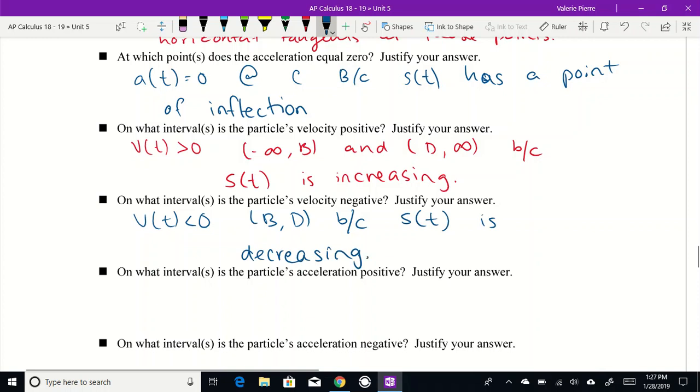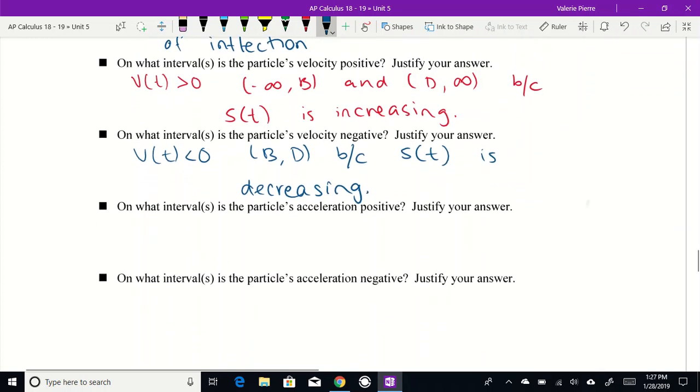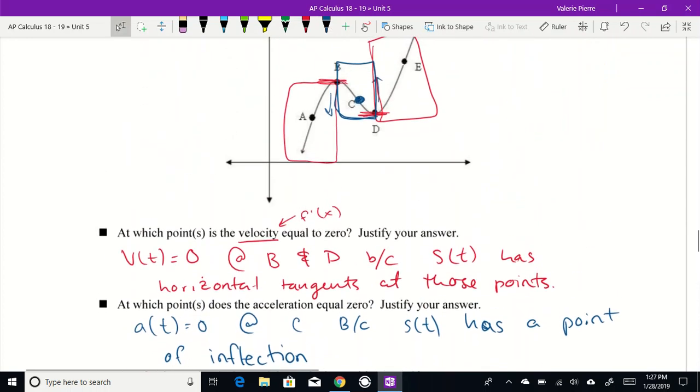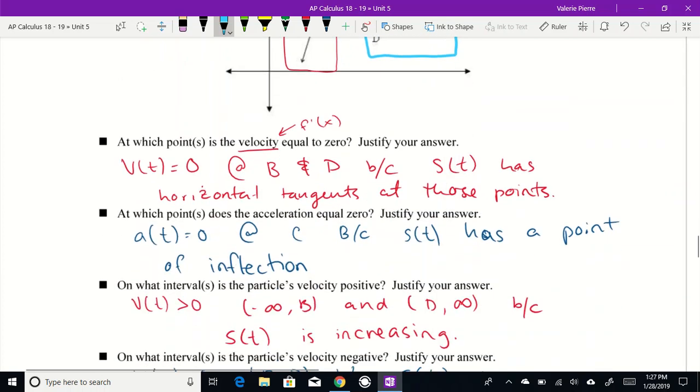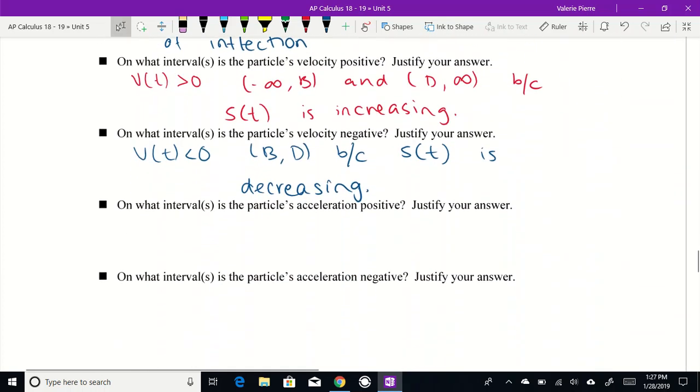Okay. Now we're looking at acceleration, positive and negative, right? Acceleration is the second derivative. When the second derivative is positive, we are concave up. So we are concave up from c on, right? So here's our point of inflection where we change concavity. So from c on, we are concave up.